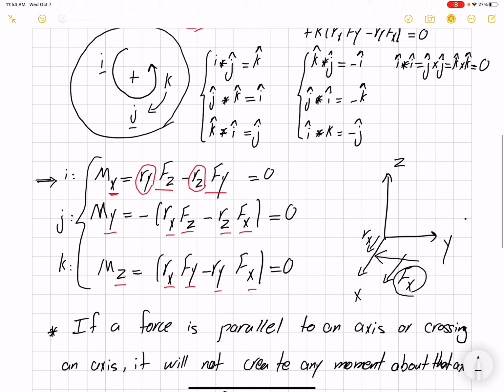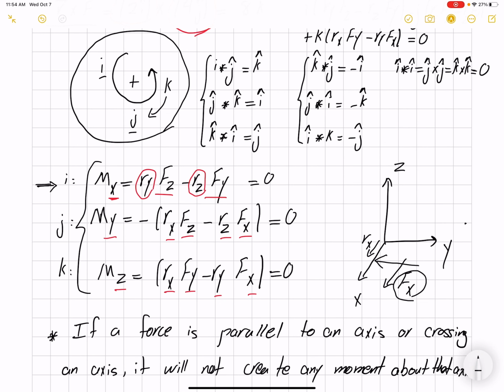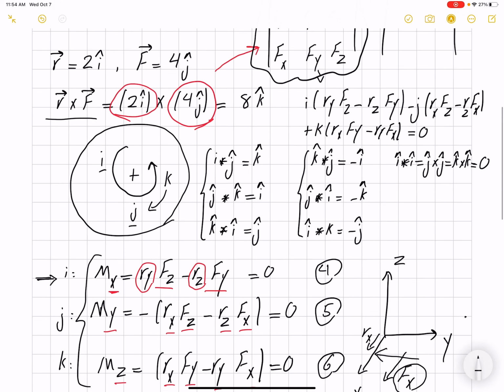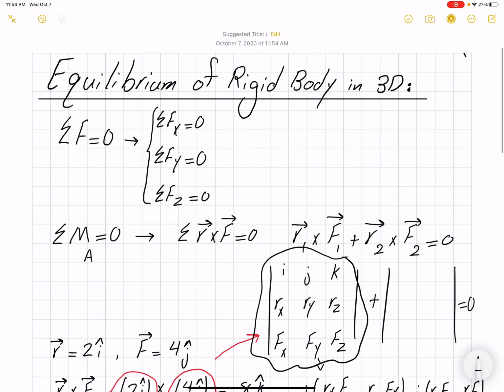But in general, you have 3 equations for forces, and then you have 3 equations for moments. So in total you have 6 equations. And with 6 equations, we can solve for 6 unknowns.